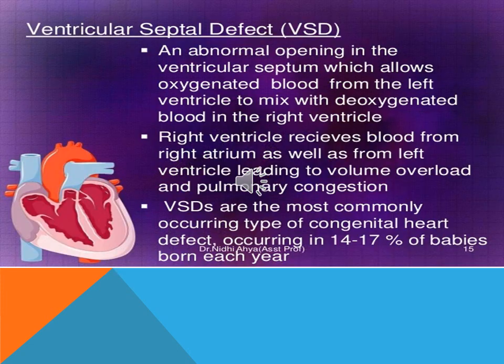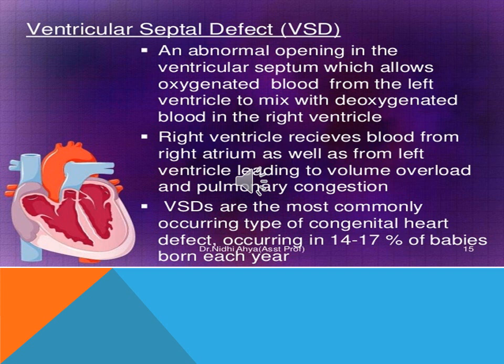ASD severity aside, the next abnormality after ASD is the VSD. Really, VSDs are the most common congenital heart abnormality. If you have 100 babies delivered each year, 14 to 17% of them have VSD.